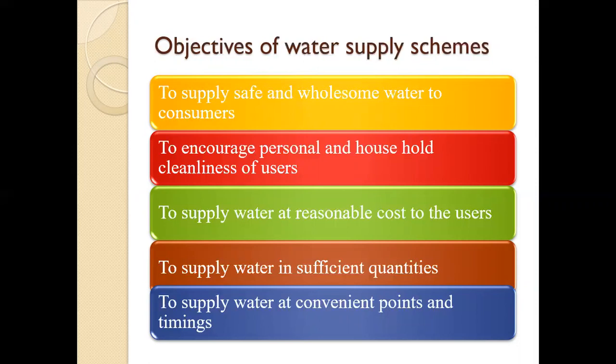It should encourage the personal and household cleanliness of the users. As we know, the water supply scheme should meet the demand for water in all terms. In all terms, that means in terms of the personal and household cleanliness of the users. Now next is that it should supply water at a reasonable cost to the users. It should supply water in sufficient quantity. Sufficient quantity in the sense that, as users, it is our responsibility that water is not wasted.